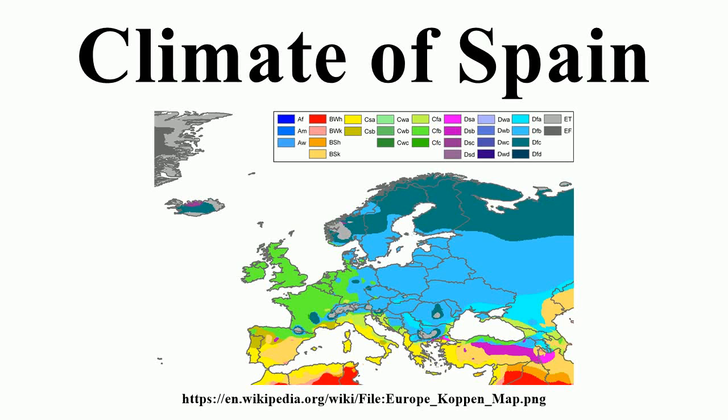The climate of Spain varies across the country. Three main climatic zones can be distinguished, according to geographical situation and orographic conditions. The Mediterranean climate is characterized by dry and warm summers and cool to mild and wet winters.